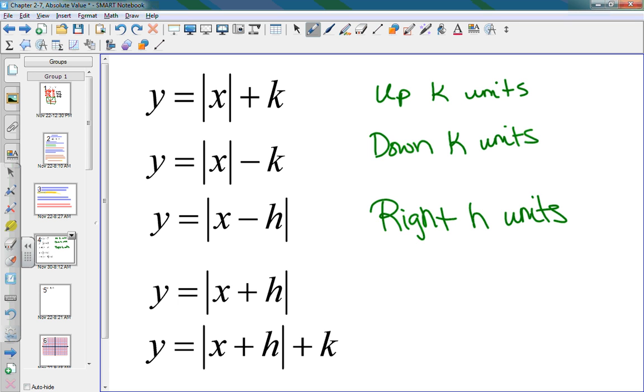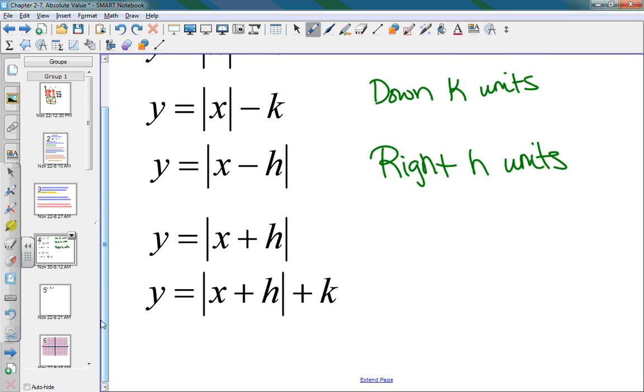Okay? Next, I have x plus h. Instinctively, which direction would you think it's going? Right. You would think it's going to the right, but since it's inside, it's actually going which direction? To the left.